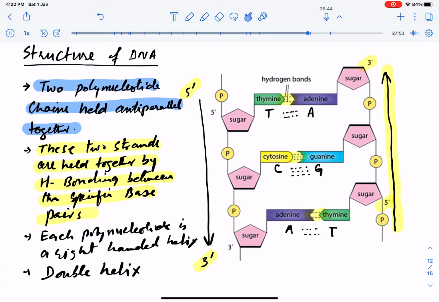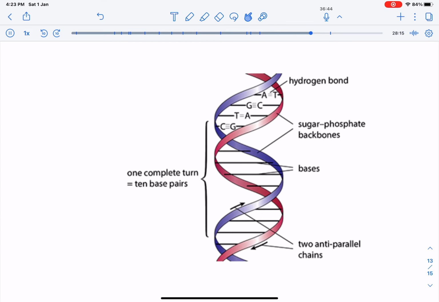The third thing that we are going to discuss is that each polynucleotide is a right-handed helix. And so a DNA molecule has a double helical structure, or it is a double helix. So this finally shows the double helical structure of a DNA molecule.